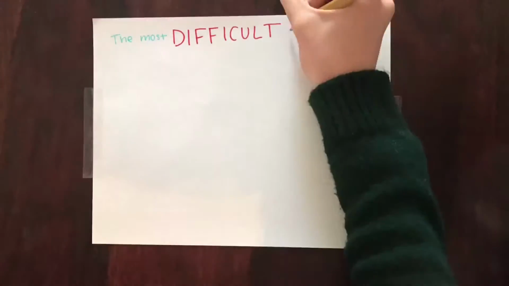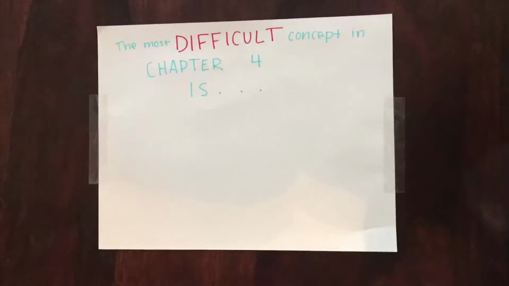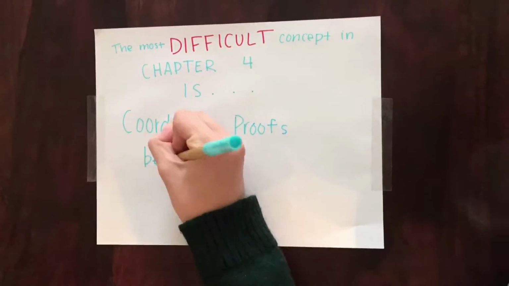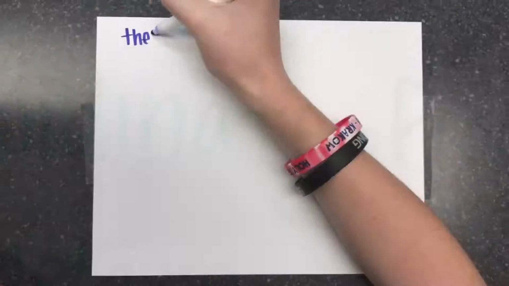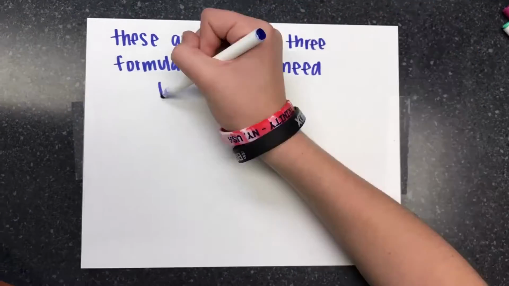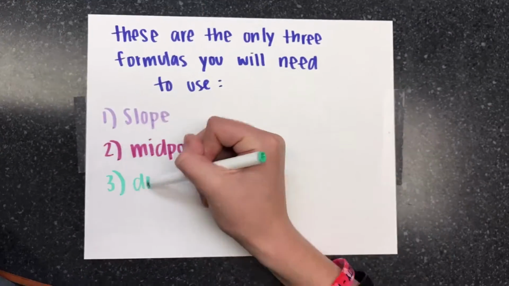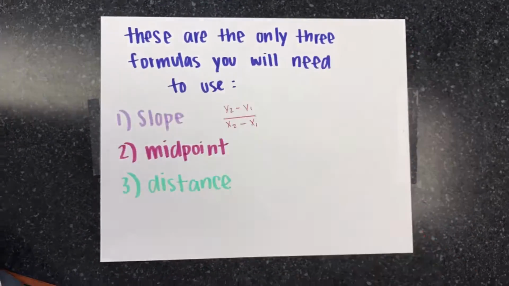The most difficult concept in Chapter 4 is coordinate proofs because they take a long time, they're complicated, and they have a lot of steps. For coordinate proofs, there are only 3 formulas you need to know: slope, midpoint, and distance.